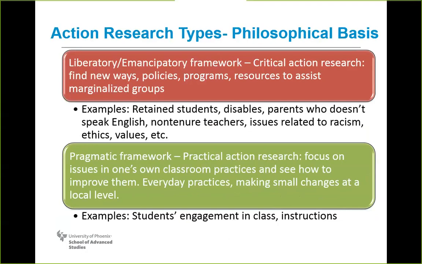Okay. So examples that go under critical action research can be related to, for example, disabled students and how to help them, or parents who don't speak English, or non-tenured teachers or professors. These are all underpowered people who need to have a voice, and the system needs to hear their concerns, and the practice needs to be improved to address their problems. Some of the issues under critical action research can be racism, issues related to ethics, values, these sorts of topics.